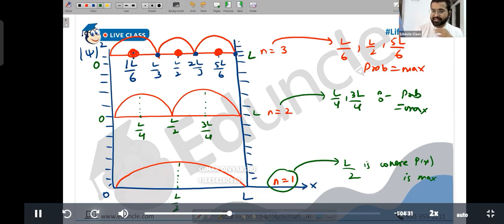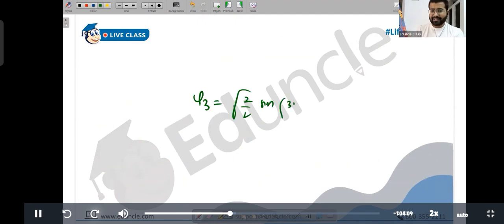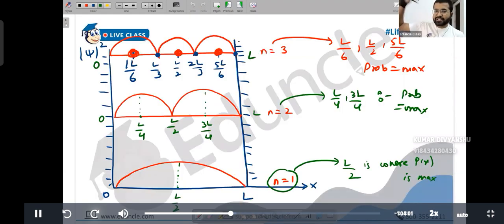So basically, in the exam, these are the popular questions where they say, find the probability of finding the particle where it becomes maximum. It has a wave function, suppose psi 3. So how do we find it? Basically, you will have the equation of psi 3, which is root of 2 by L, sin 3 pi x by L. If you want, you can differentiate this on both sides, equate it with 0, take the first derivative, second derivative, third derivative, whatever you want to do.